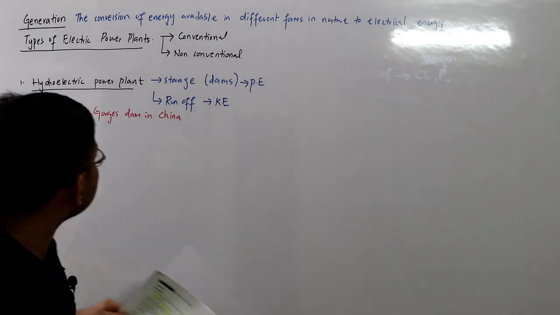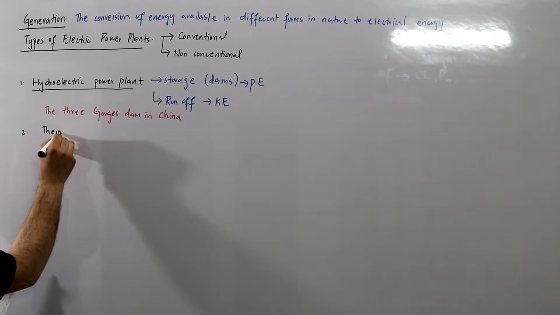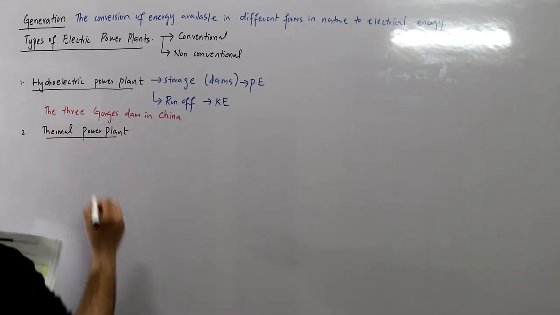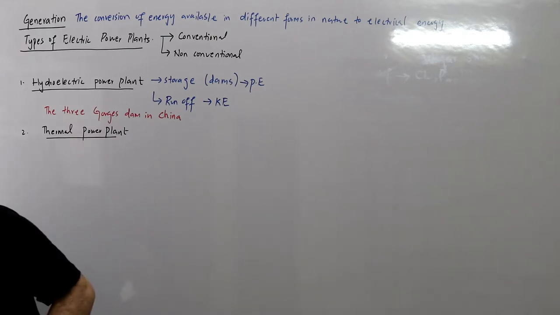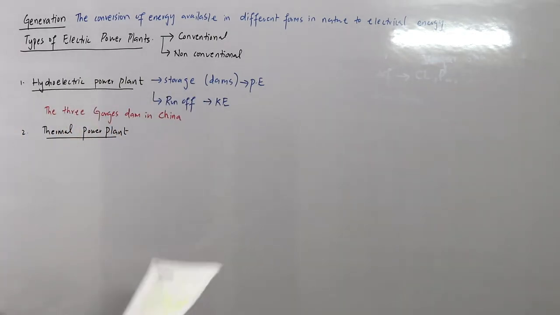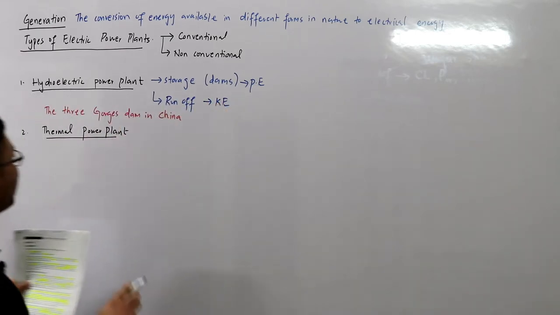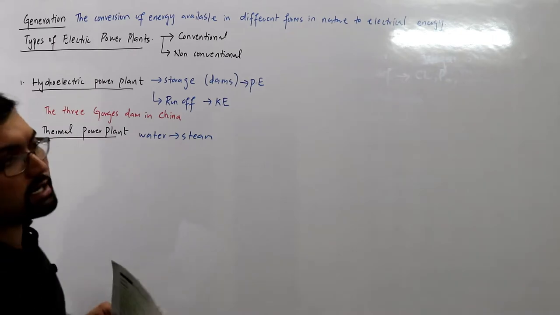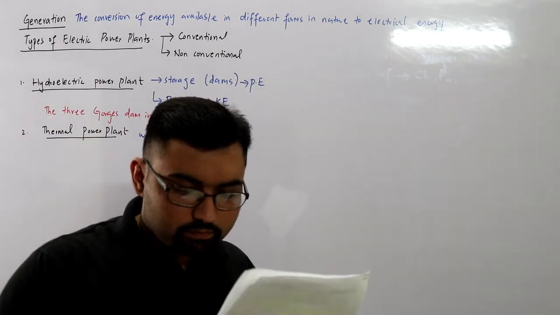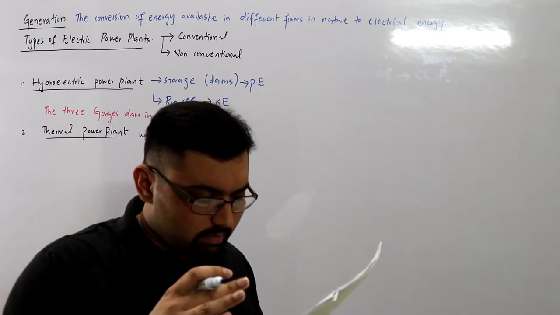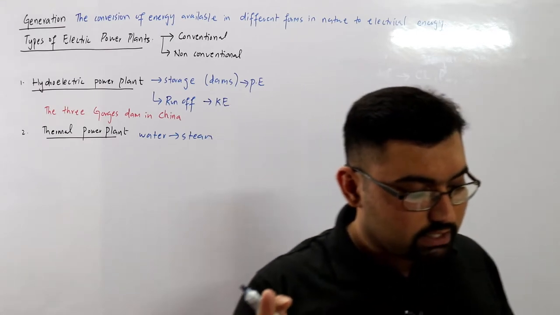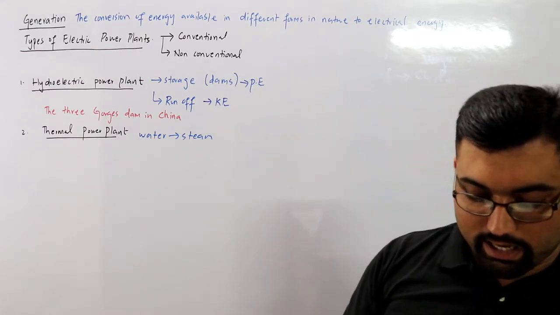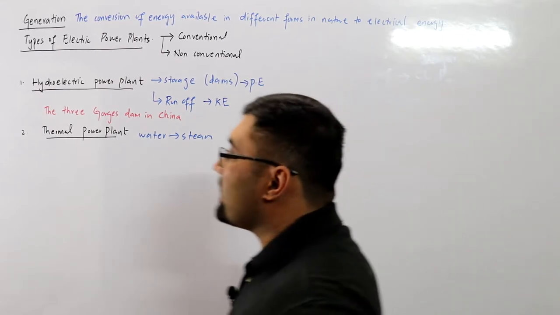The second is the thermal power plant. In the thermal plant, the water is converted into steam first, so basically you are converting it with some sort of heat. The same water is being used, but in hydro the water is directly used, whereas here the water is converted to steam and the steam is used to run a turbine. The exhaust steam from the low pressure turbine is passed to a condenser, where it is condensed so that it can be reused in the boiler again.